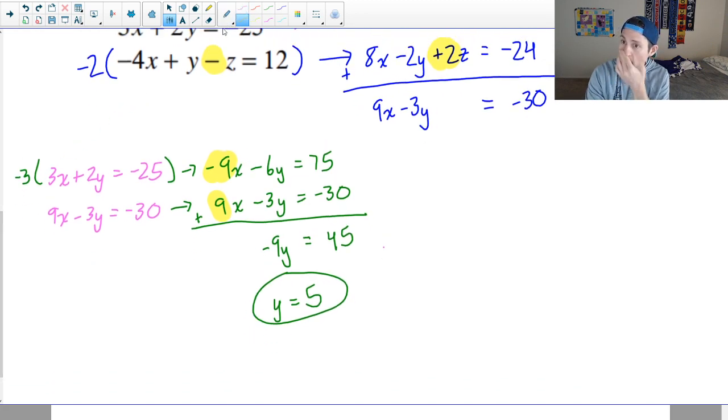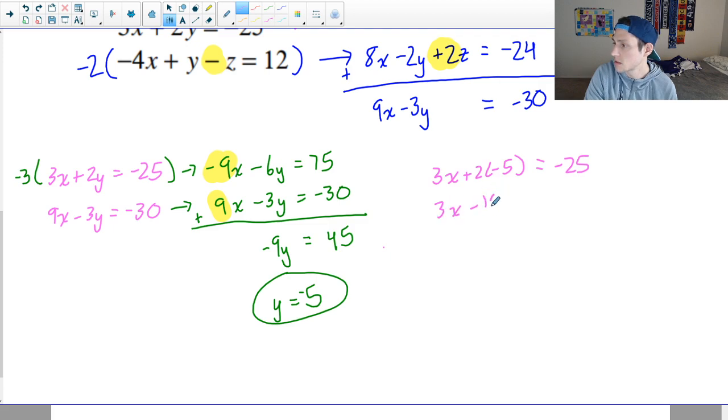Let's use one of these. Yes, negative 5. Thank you. I think I had it and then erased it. Let's use one of these pink equations, doesn't matter which one, to now solve for x. I'll just use this first one. So 3x plus 2 times y, but y we know is negative 5, equals negative 25. So 3x minus 10 equals negative 25.